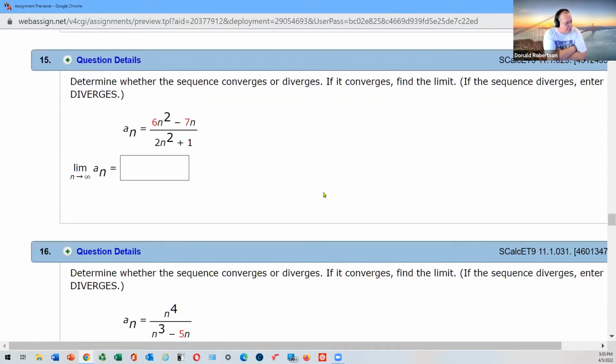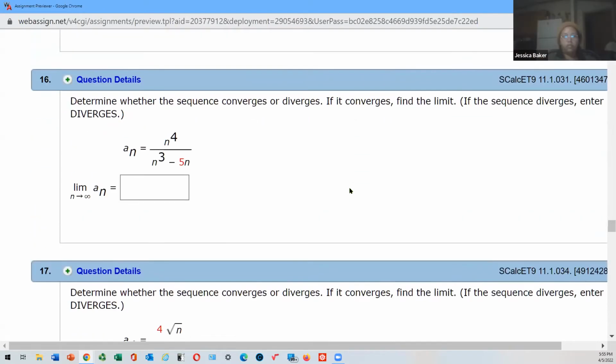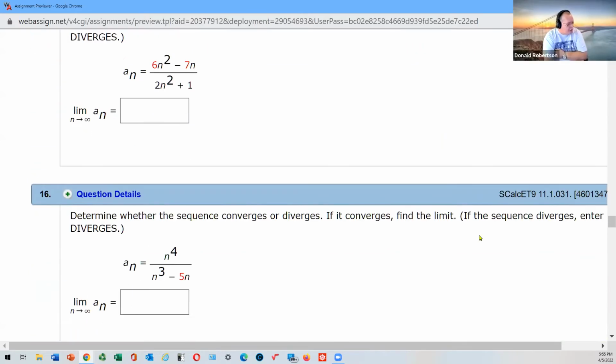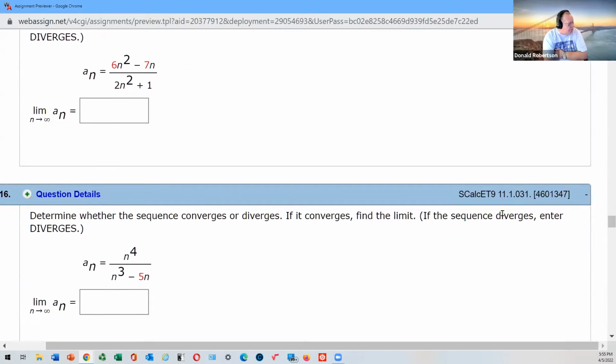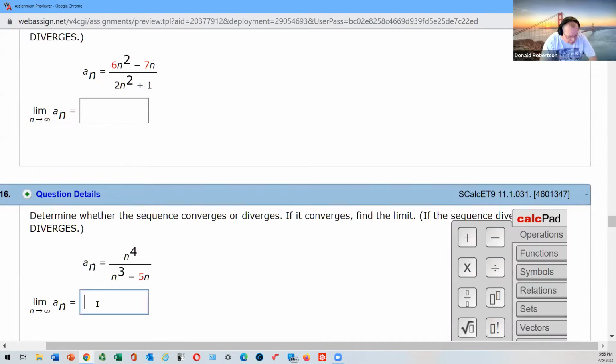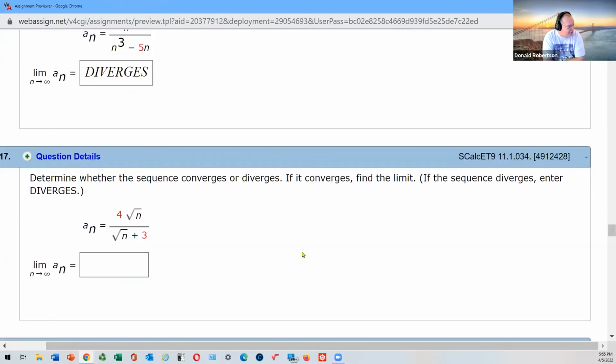Okay, a little bit harder, but you should be able to tell me the answer to 15. 3. Agreed? You all agree? 16? Or at least my 16. Infinity. Agreed, so it diverges. When it doesn't work, when it's infinite, what you do is you actually type in capitals, diverges. So don't type in infinity, because WebAssign might just say you're wrong.